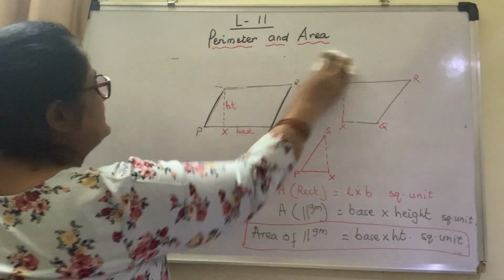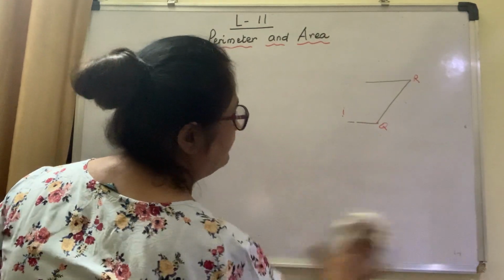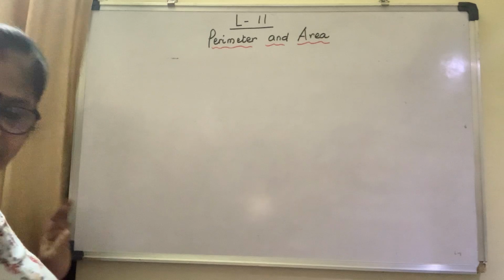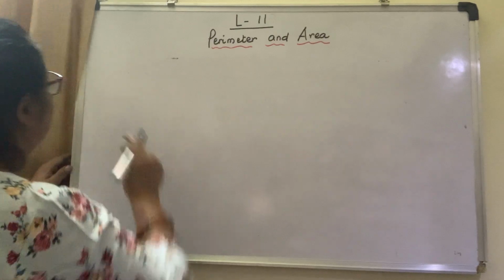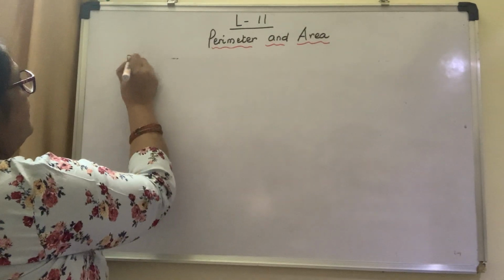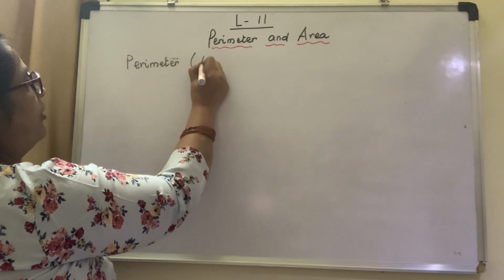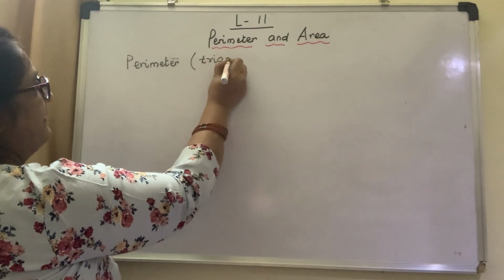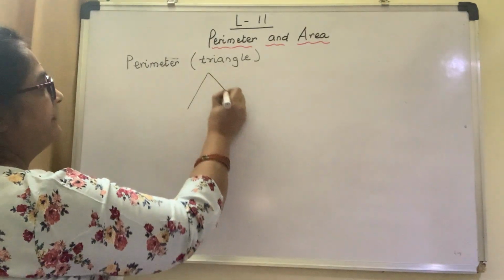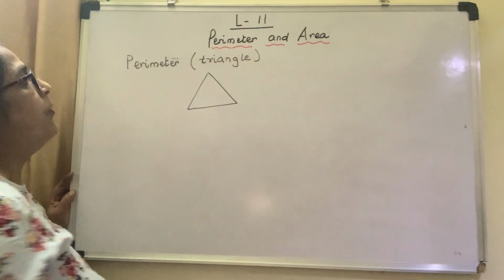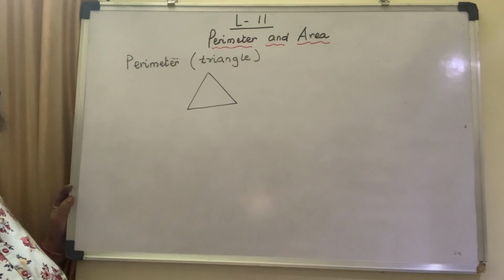Right. Now next is the perimeter and area of a triangle. First, perimeter of a triangle. What type of figure is a triangle? A three-sided figure. What is perimeter? Sum of all the sides. Add the sides, you will get the perimeter.